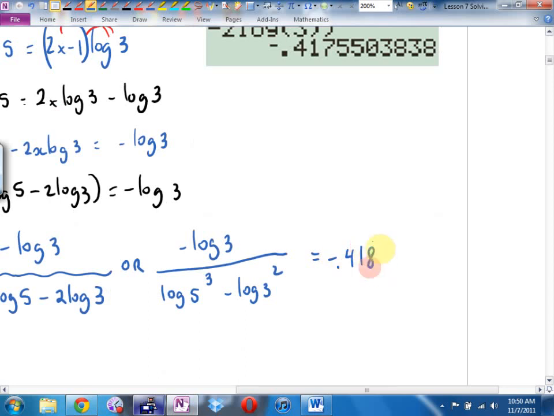This question here, which took about 7 lines, I would consider a C-plus level question. One base, different exponents. I sort of like this question. I really like this question. This is a nice question. C.